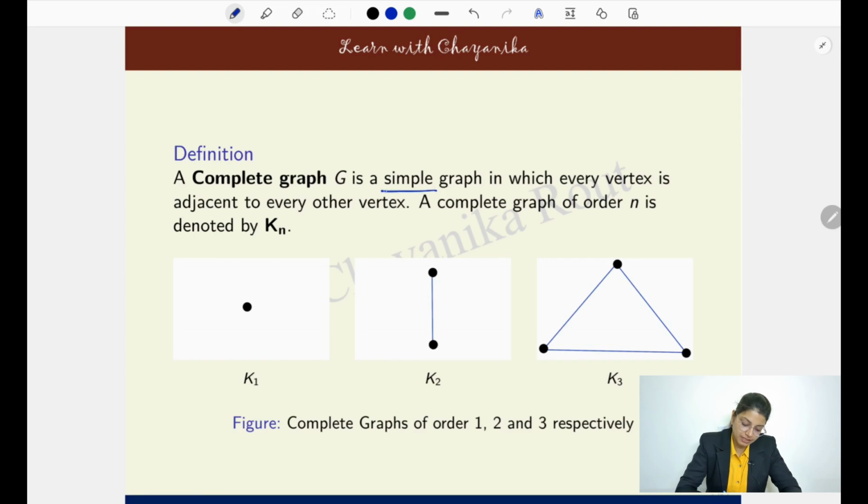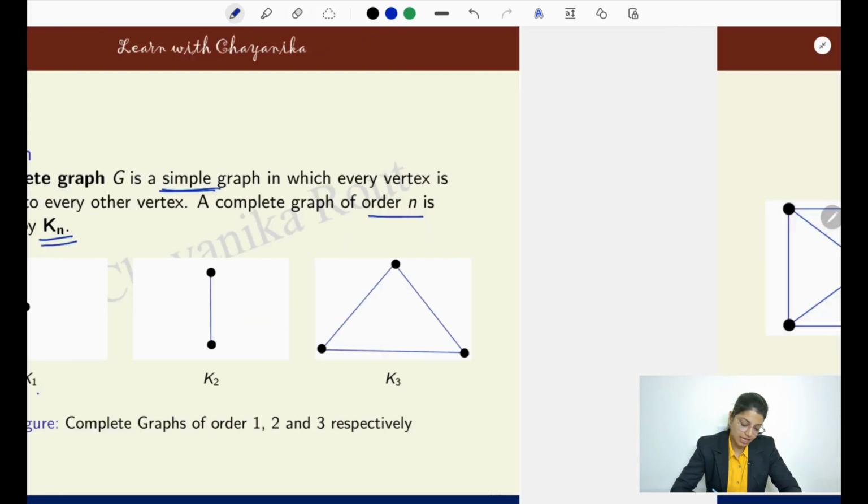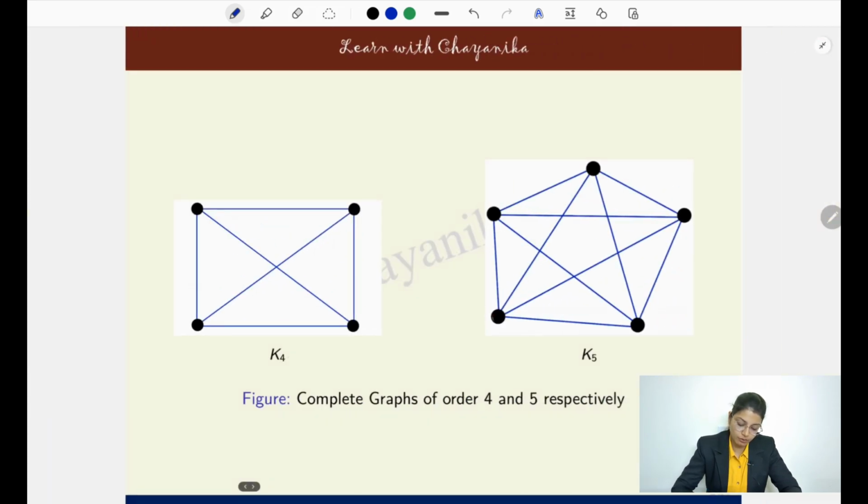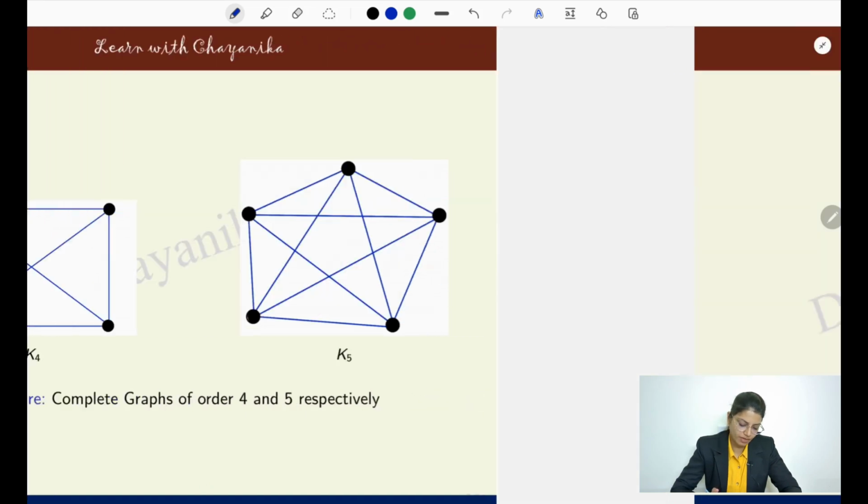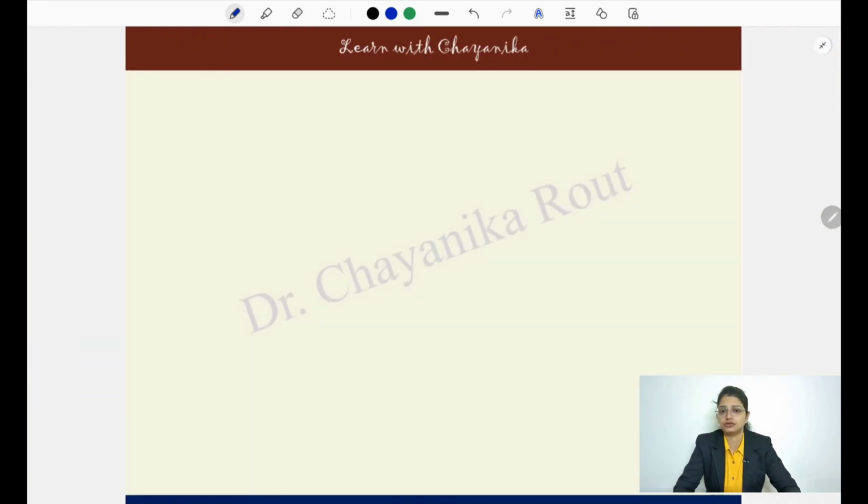Okay, so let's see the definition. Complete graph is a simple graph, very important, in which every vertex is adjacent to every other vertex. It is denoted by Kn, where n is the order of the graph. We have K1, the very first complete graph, then K2, K3, and these are the complete graphs of order 4 and 5 respectively.